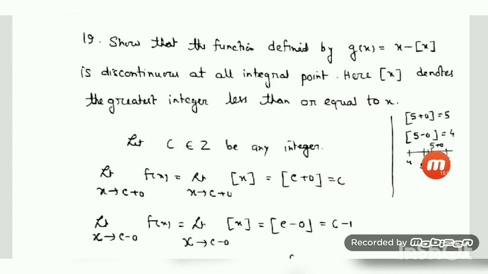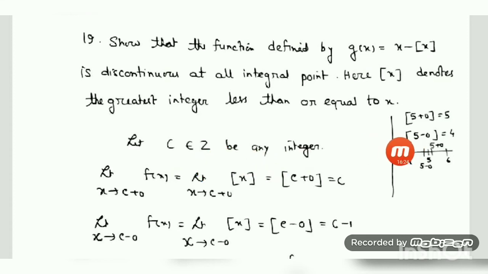Otherwise, if it is a number which is slightly greater than an integer or less than an integer, then we take the integer which is slightly less than that particular value. That integer is your answer. So here you have to check continuity for all integral points, for all integers. So I have considered a point, say C is an integer, C belongs to Z. So let us check the continuity of the function at the point C.